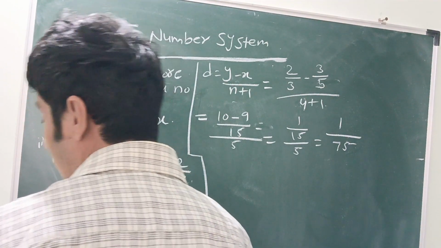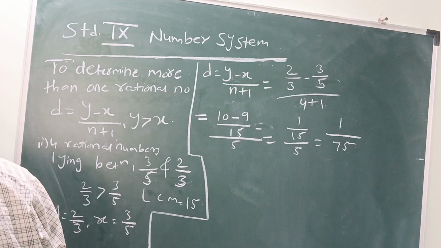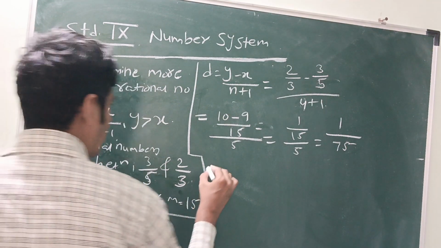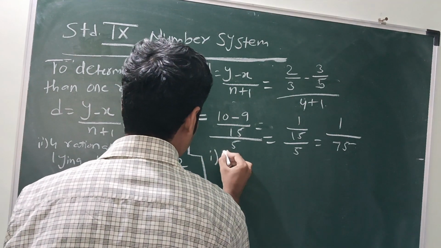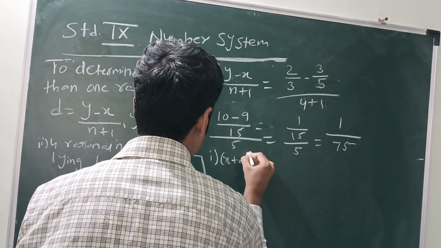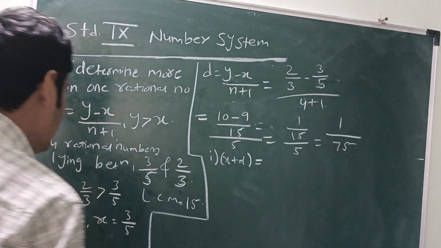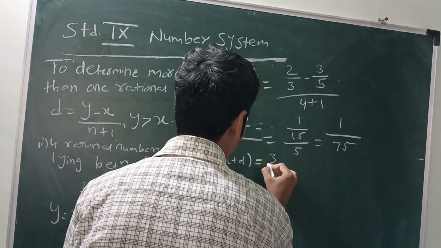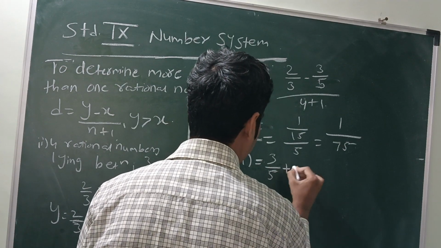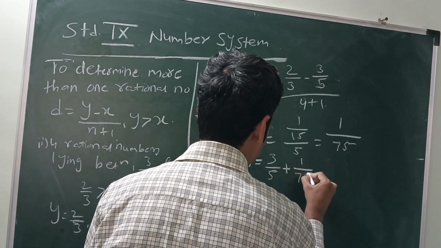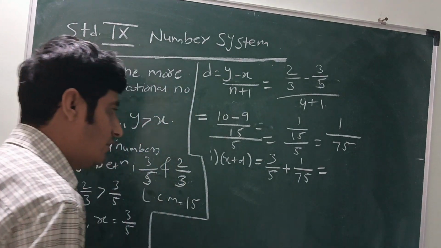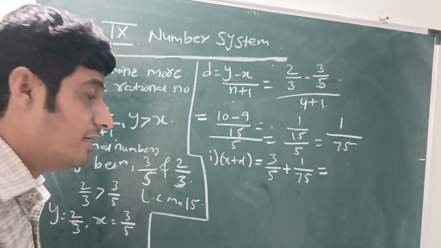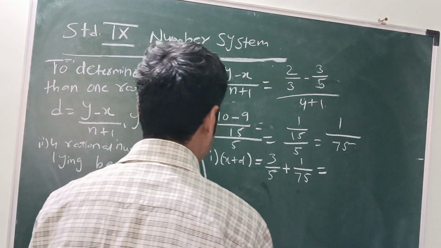Now we have to find the rational numbers. So what is the formula for rational numbers? For finding the first rational number, the formula is x plus d, which is equal to, the value for x is 3 upon 5. So you have to write here 3 upon 5 plus 1 upon 75, which is equal to, now again the LCM for 5 and 75. What it will be?